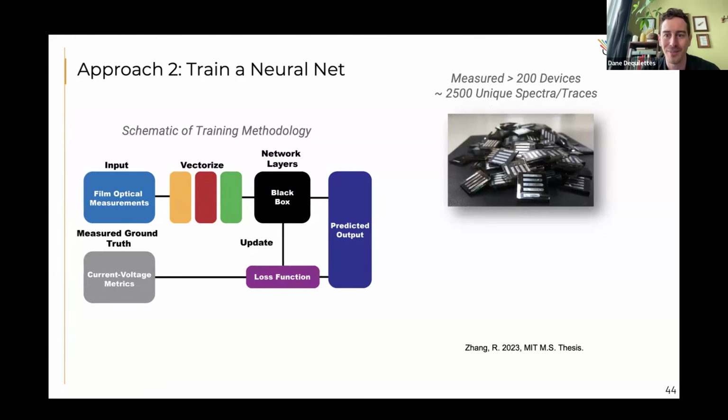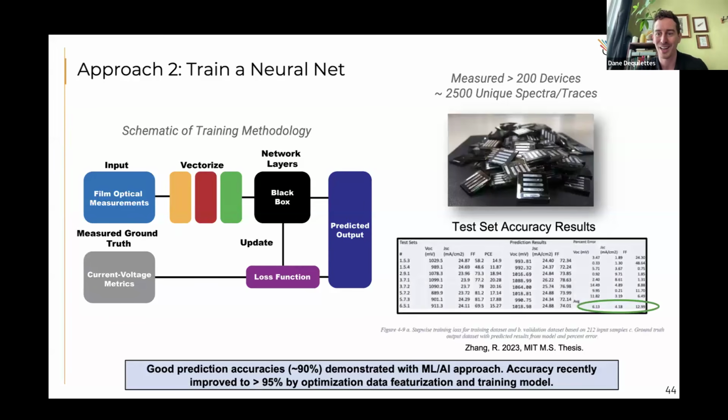So with that, I wish I could share a lot of these results. Ricky should be submitting this paper pretty soon, and I just have this table to highlight some of it, not wanting to share too much here, but highlighting that this approach led to about 90% prediction accuracies. And more recently, with improvements in the model development, we are actually above 95%.